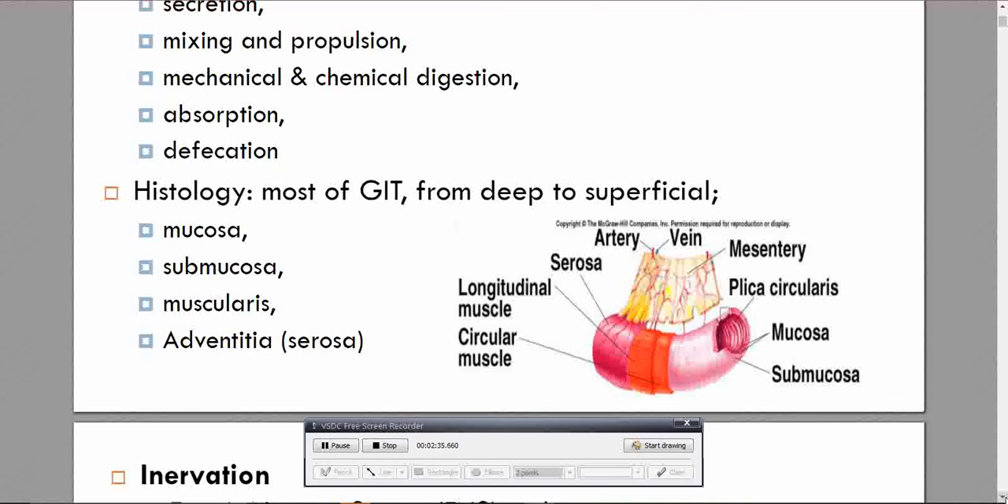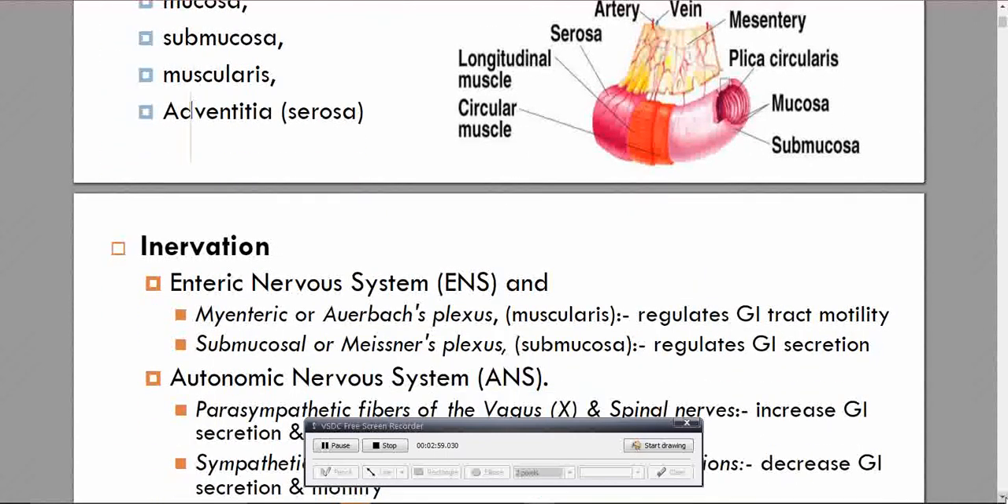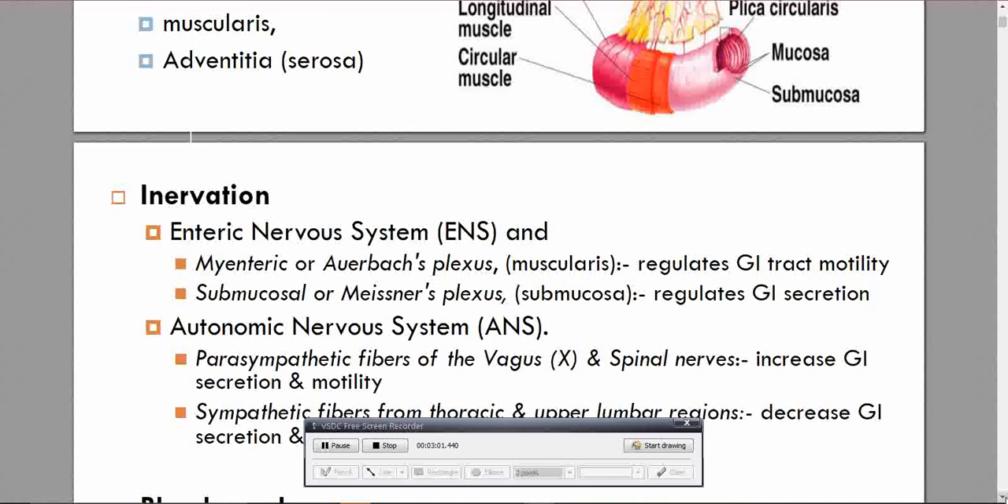Okay, so we have the mucosa, the most deep. Then you have the submucosa following the mucosa, then you have the muscularis. Those are the layers that structure the GIT. So I'll start with the mucosa, then submucosa, then muscularis, then adventitia, which you can also call the serosa. So let's check on innervation. When I say innervation, it is how the nerves supply or connect the gastrointestinal tract. Remember, innervation is very, very important.